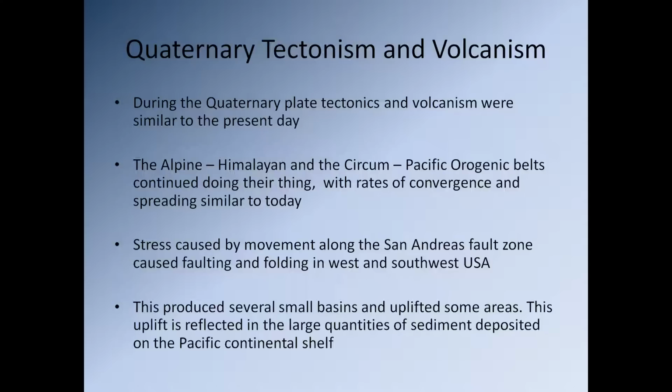So all this deformation produced some areas of high ground. Obviously, as we've touched on several times in the past, areas of high ground will naturally experience high rates of erosion, producing large quantities of sediment, which is deposited along the Pacific coast.